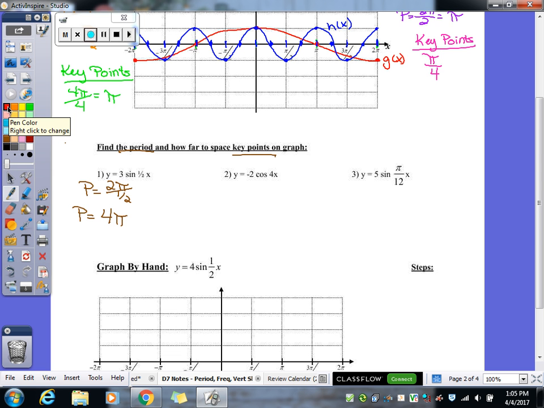So our period is 4 pi, so that means you're going to get one complete sine curve between 0 and 4 pi. Then for our key points, you again take your period and divide it by 4. So 4 pi divided by 4 gives us pi. That means every pi, that's when you're going to put another little tick mark. That's another one of your important points there.